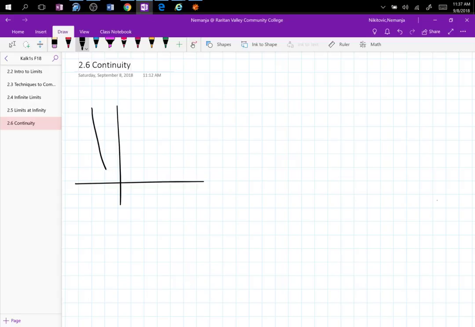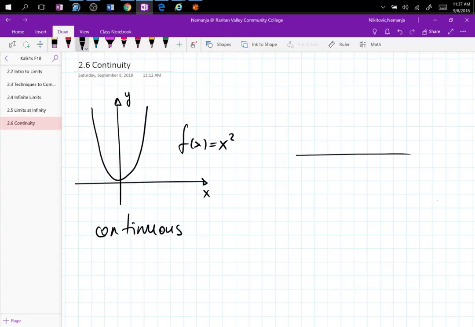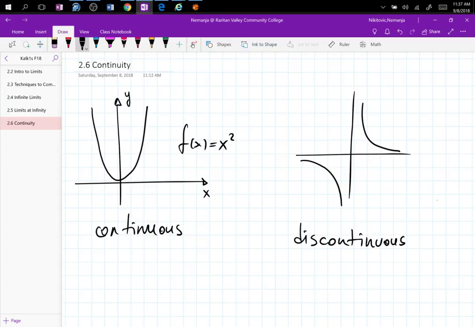One graph is just a parabola, good old f of x equals x squared. And this is a continuous graph. You don't see any breaks or interruptions in it. And we say it's continuous. And then we can draw the 1 over x graph, which we'll say is discontinuous. And we see that that happens at x equals 0. That's where the discontinuity is. So it's very easy to spot when you have a discontinuous graph.